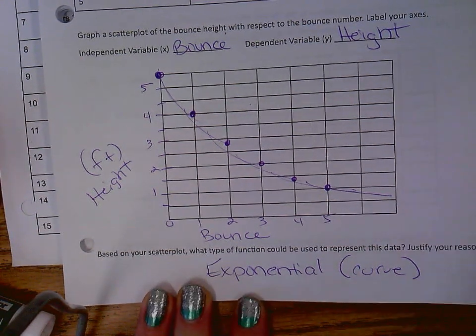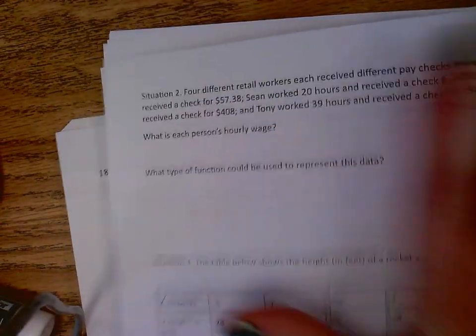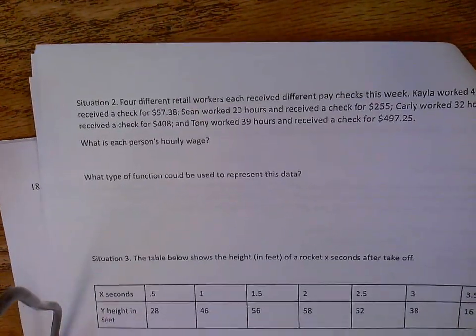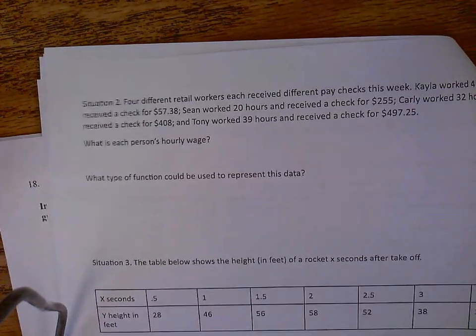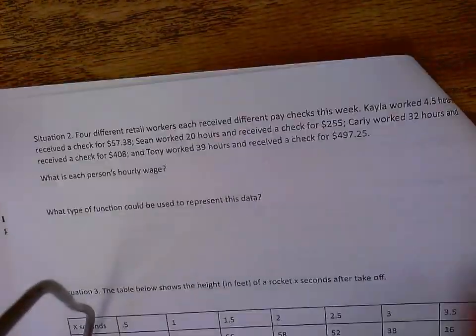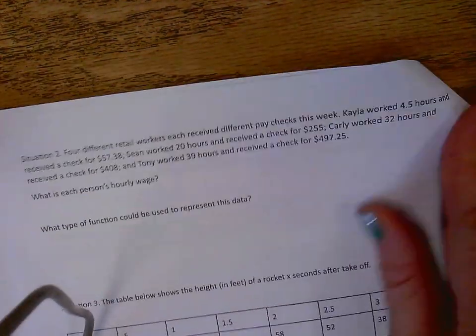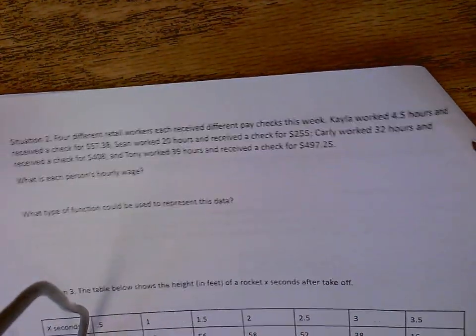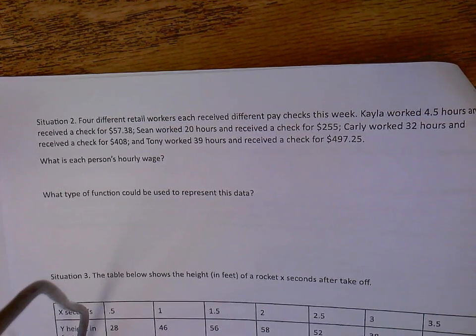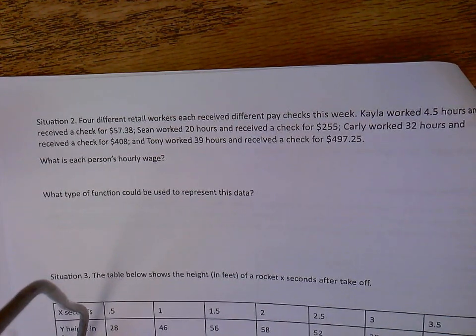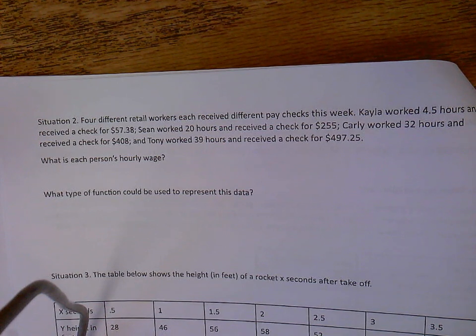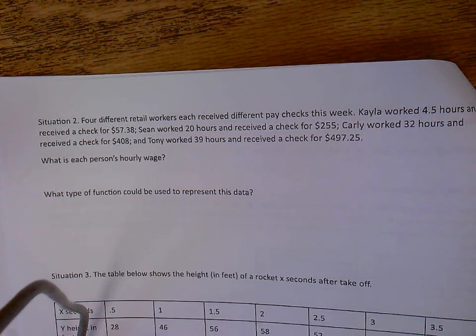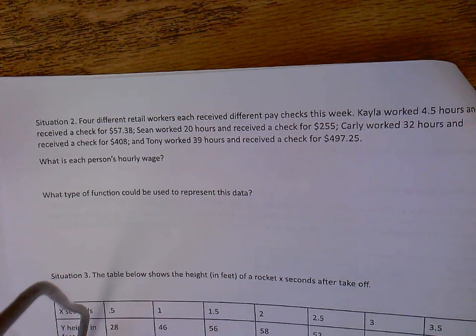All right, so we did okay on that. So situation 2. We won't skip this because a lot of you actually do work for an hourly rate, right? Do a lot of you work somewhere in the valley and you get paid by the hour? So this says 4 different retail workers each received different paychecks this week. Kayla worked 4.5 hours. She got paid $57.38. Sean worked 20 hours. He got this much. Carly worked 32, and Tony worked 39. What is each person's hourly wage?